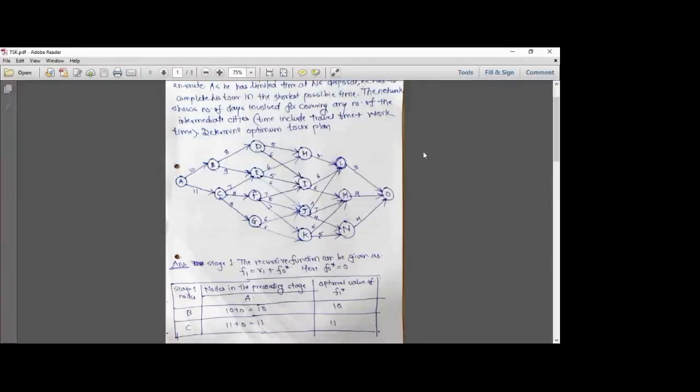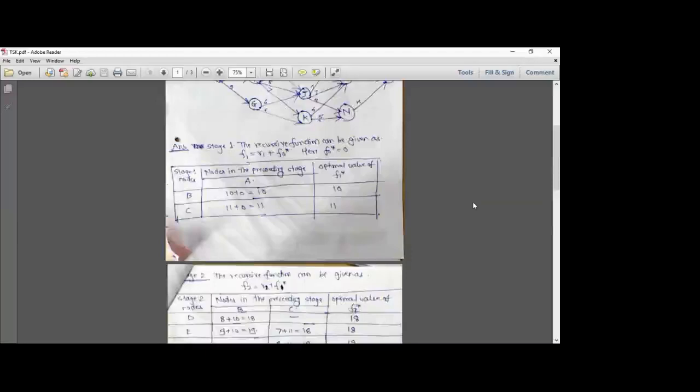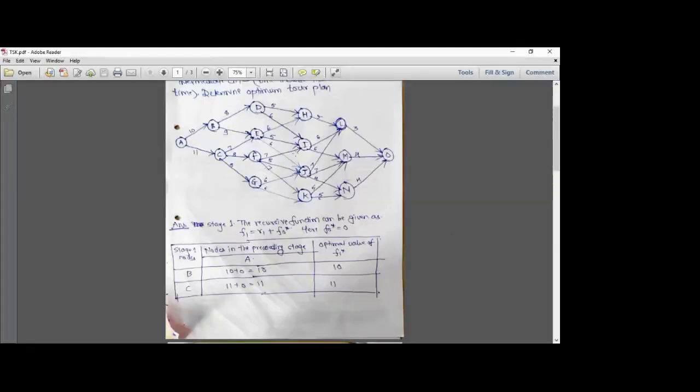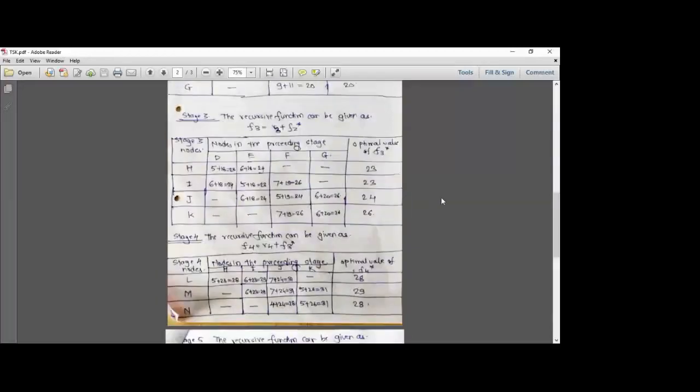From E to J, there is a root and the value is 6, but there is no root from E to K. So the value here will be kept vacant. Here you can see E to K is kept vacant. Similarly, for F to I, there is a root, the value is 7. From F to J, there is a root, the value is 5. And from F to K, there is a root and the value is 7. But there is no root from F to H. So here you can see the F to H has been kept as vacant.